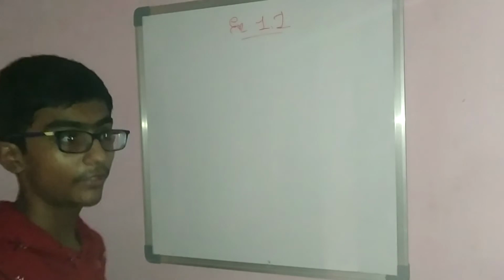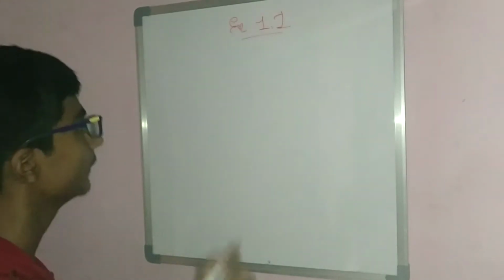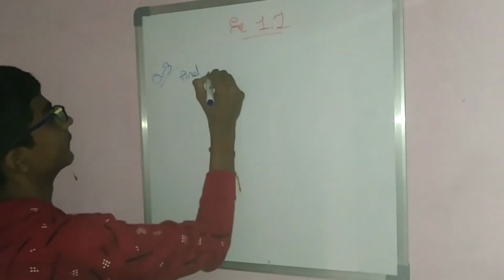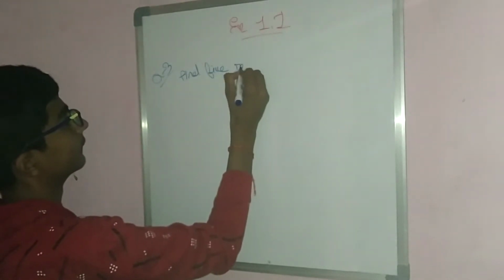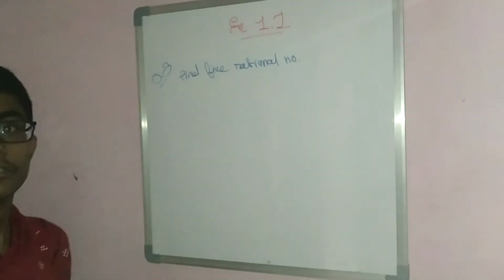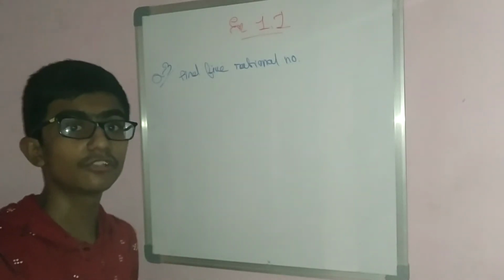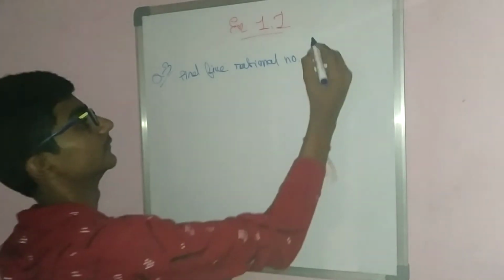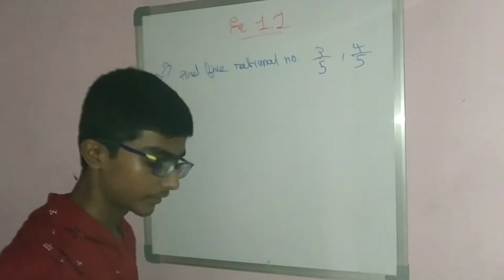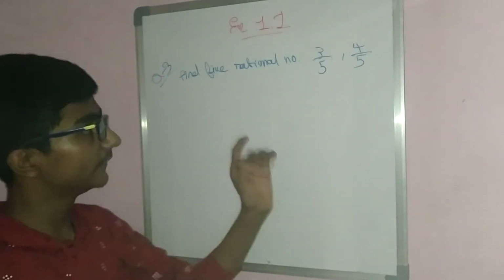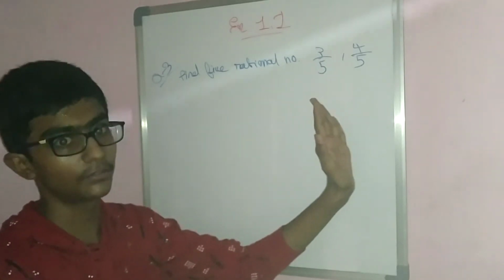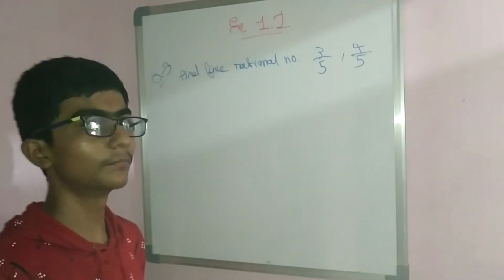Here comes the third question. We are given, find 5 rational numbers. So we have to find 5 rational numbers between 3 upon 5 and 4 upon 5. Here we have already been given the denominator. So we have already given rational numbers. We have to find rational numbers between these rational numbers.